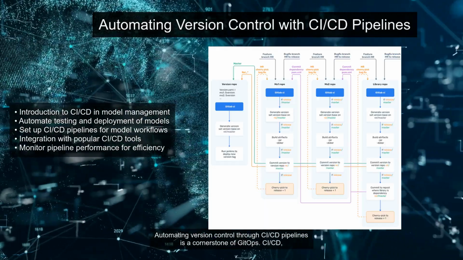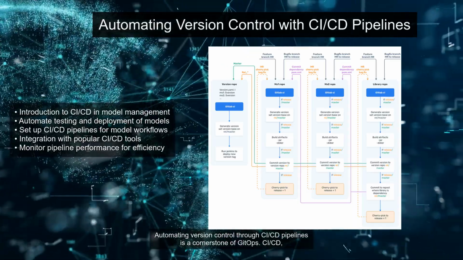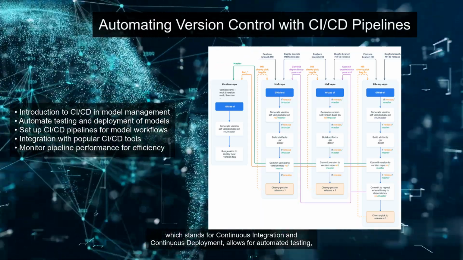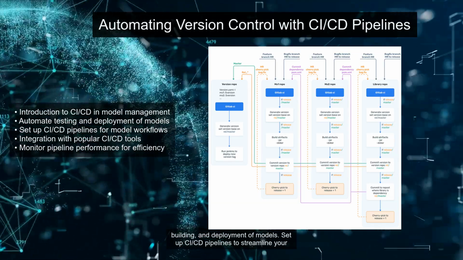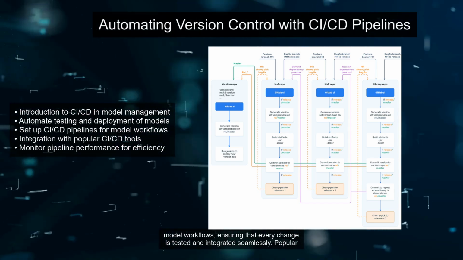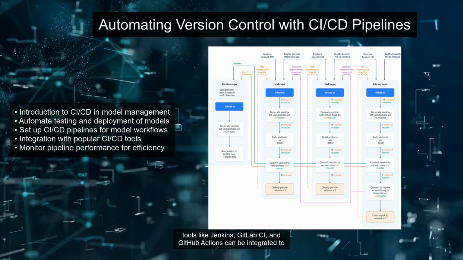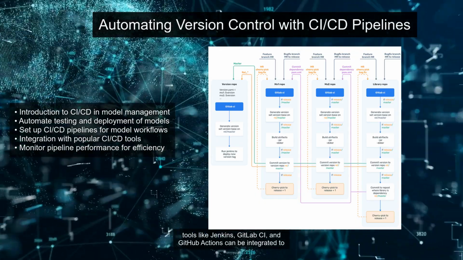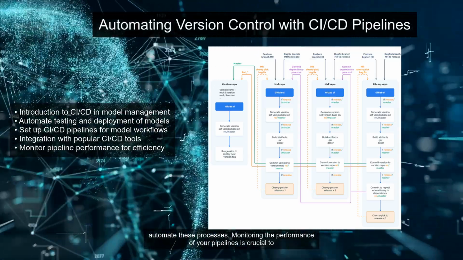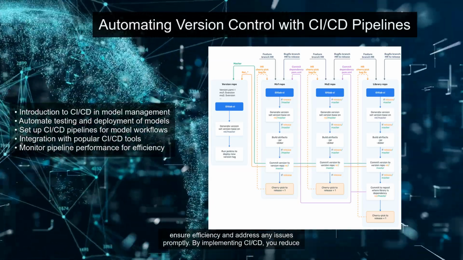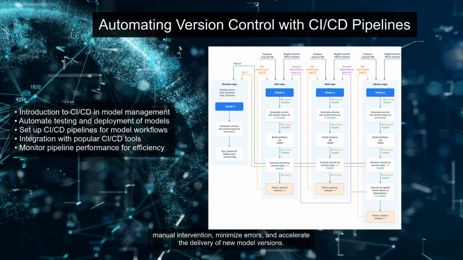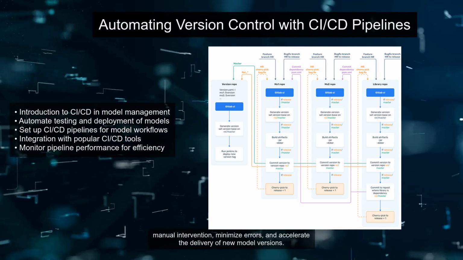Automating version control through CI/CD pipelines is a cornerstone of GitOps. CI/CD, which stands for Continuous Integration and Continuous Deployment, allows for automated testing, building, and deployment of models. Set up CI/CD pipelines to streamline your model workflows, ensuring that every change is tested and integrated seamlessly. Popular tools like Jenkins, GitLab CI, and GitHub Actions can be integrated to automate these processes. Monitoring the performance of your pipelines is crucial to ensure efficiency and address any issues promptly. By implementing CI/CD, you reduce manual intervention, minimize errors, and accelerate the delivery of new model versions.